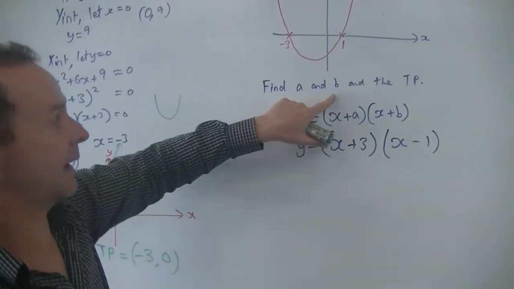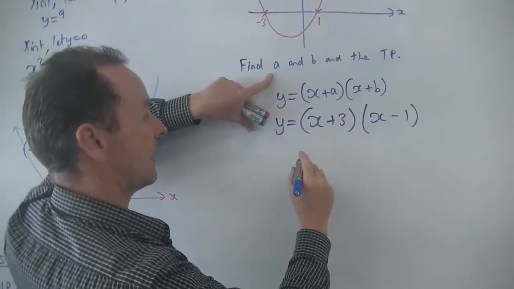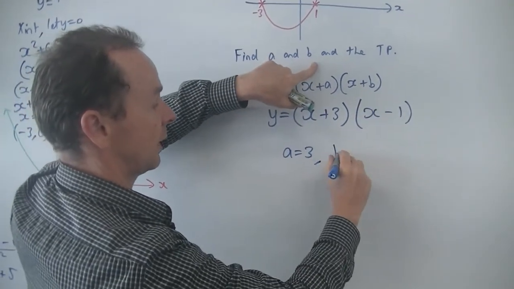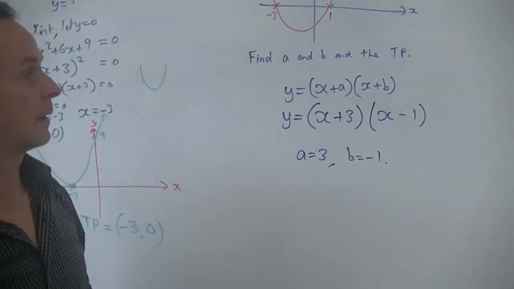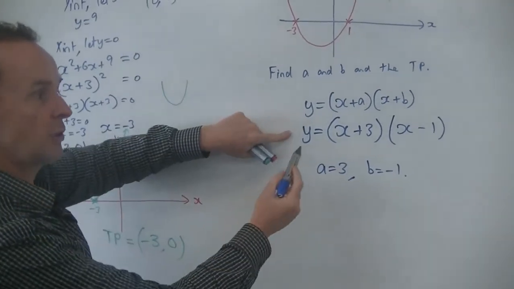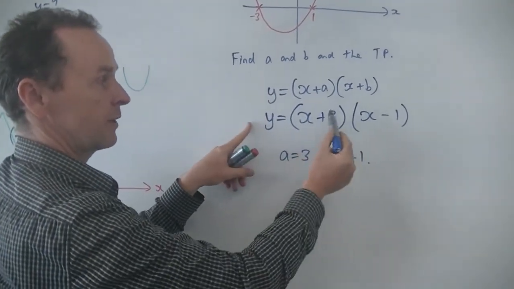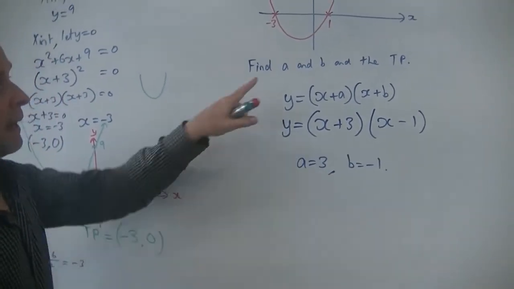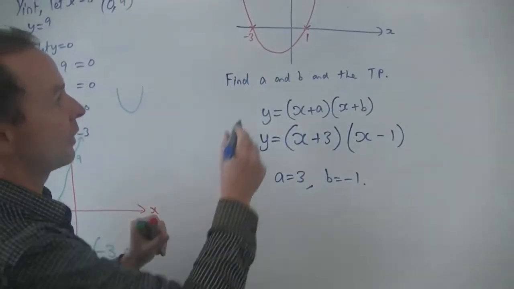So it says find A and B. So to answer the question, A is equal to 3 and B is equal to negative 1. Alright, and then that's our equation. And if you wanted to expand it, you could always expand the brackets to find the equation in expanded form. And it says here find the turning point. So we need to know the turning point.